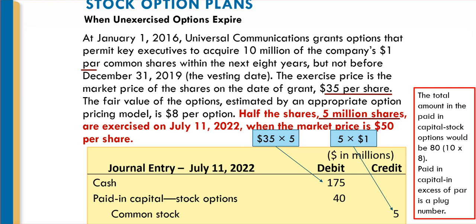Okay? Now there's still 40 million out there. So half of them have been used. This group of executives, half of it has been used up. Don't care which executives did it. Maybe some exercised all their options. Maybe some didn't exercise any. Maybe everybody did half. I don't know. It doesn't matter who did what. We only know that half of those stock options are being exercised.